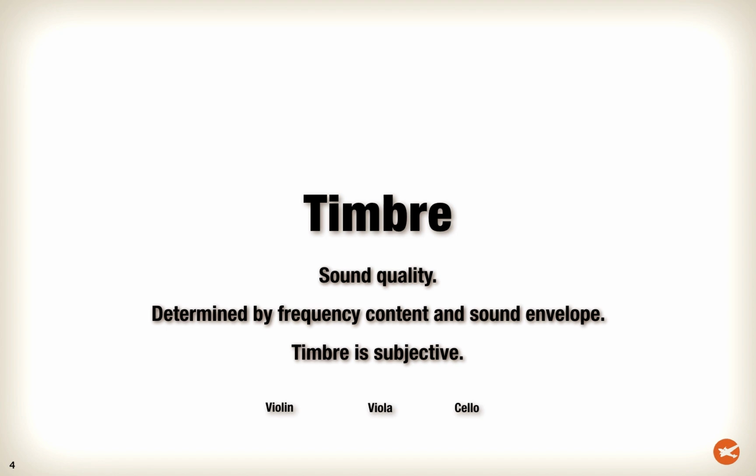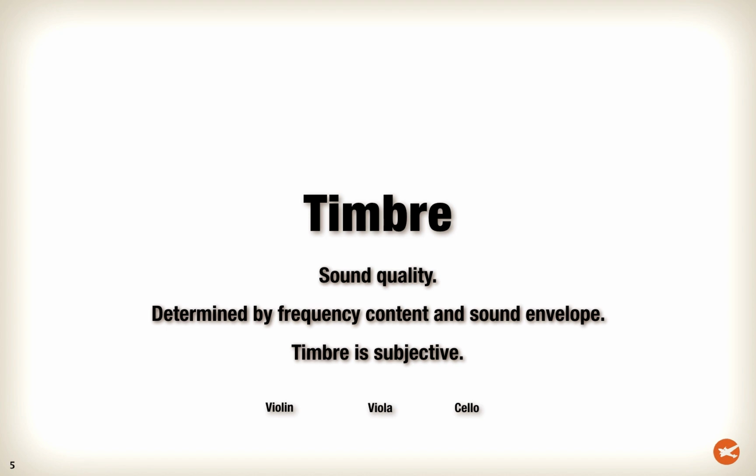Timbre, also known as sound quality, is determined by frequency content and the sound envelope. Timbre is subjective, like the timbre of my voice is subjective. Right now I'm going to play you 3 different examples, each with different timbres. First, we'll start off with a few notes of a violin.